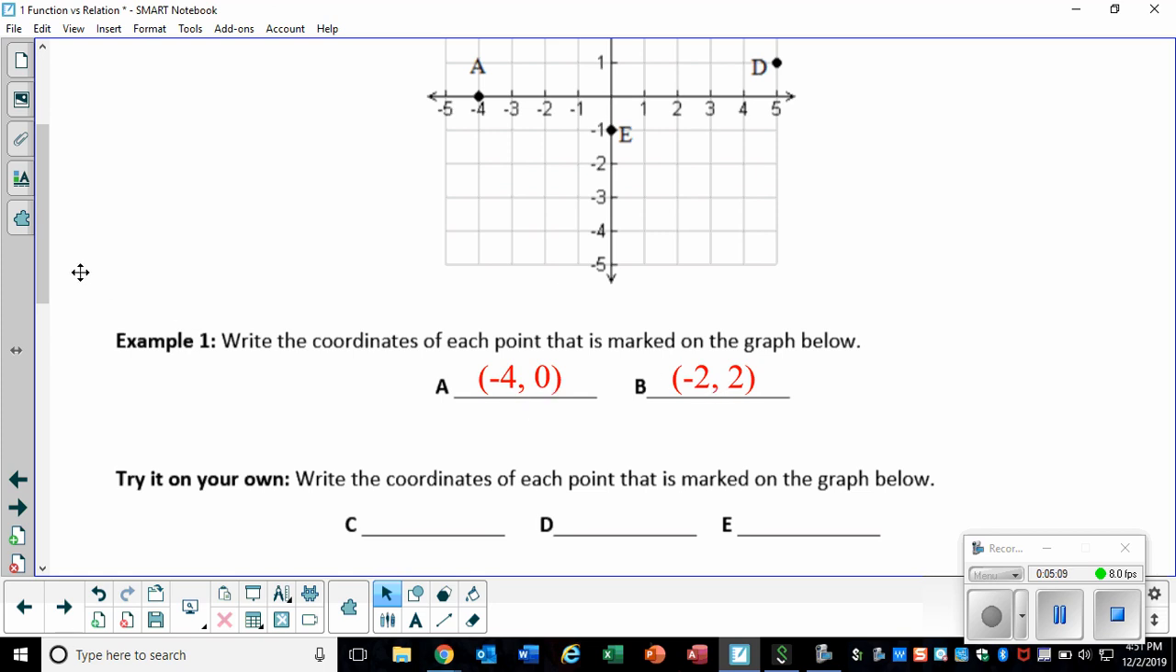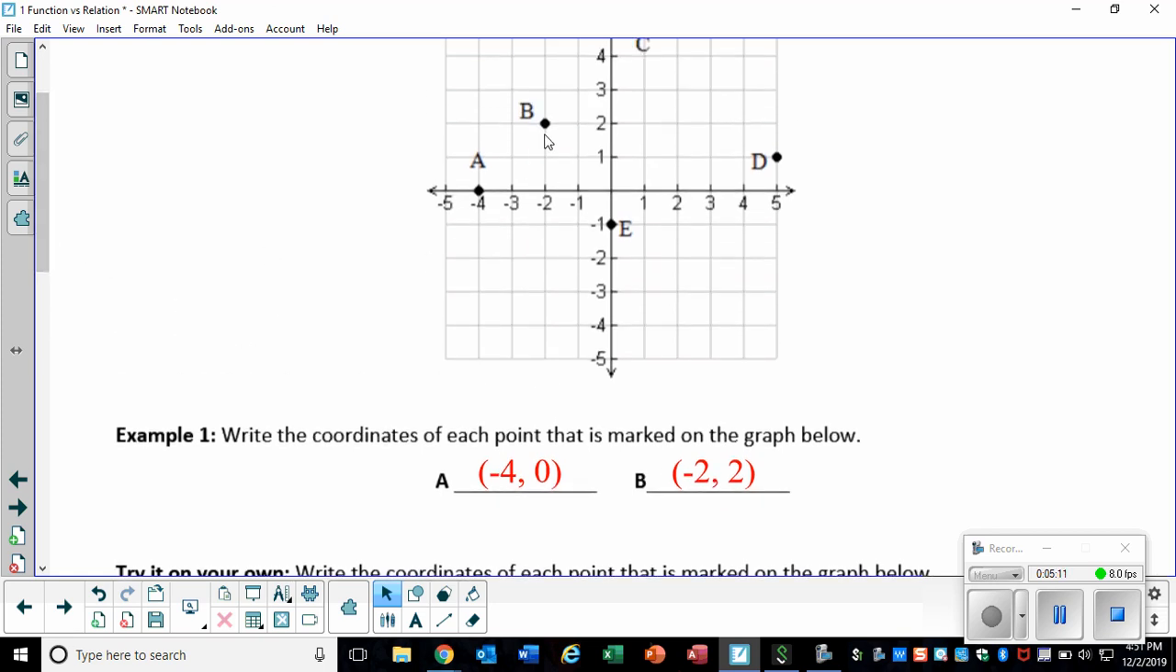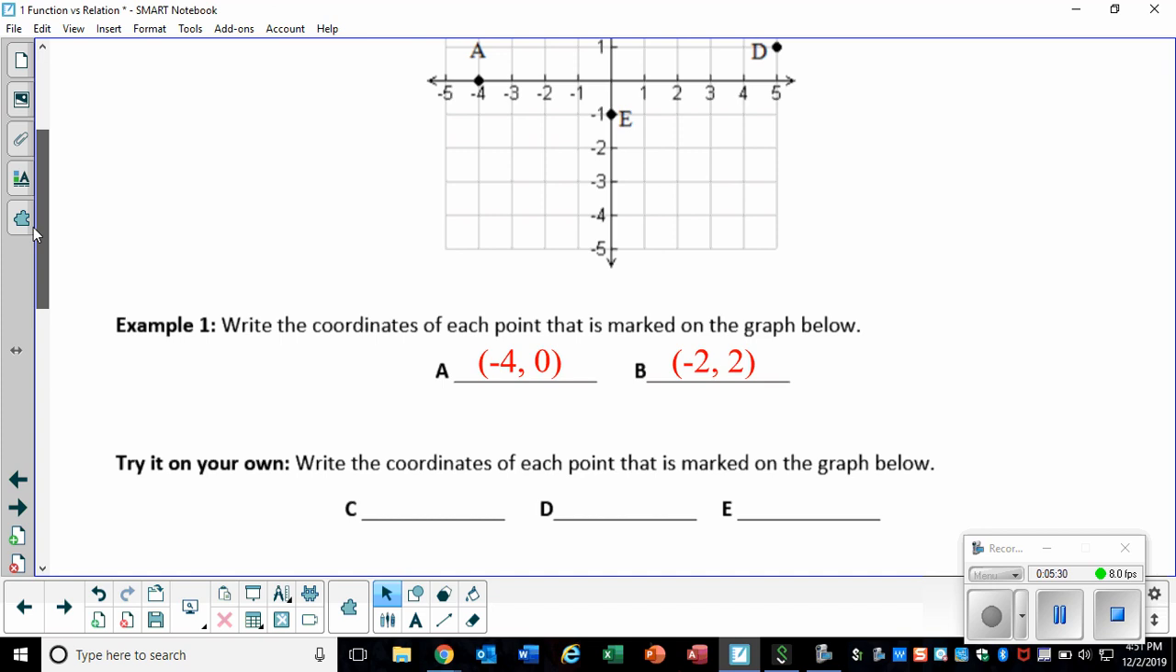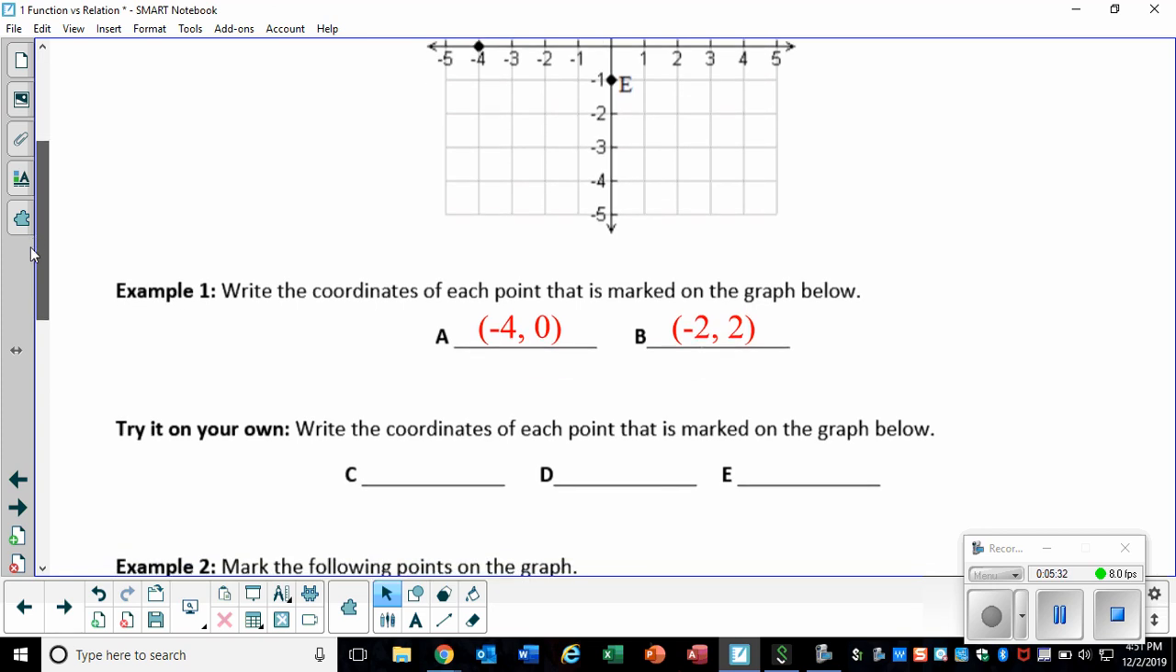We do the same thing for b. B is right here, so I'm going to start with the x. Because it's on this line, I'm just going to go down. Oh, the x value is -2. Write that first. Then I do the y next, so I go to the left, or to the right. The y value is 2. Write that down. Okay? And then you guys are going to do C, D, and E on your own.